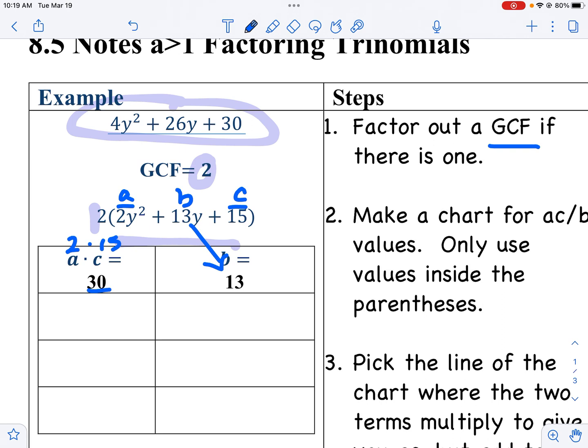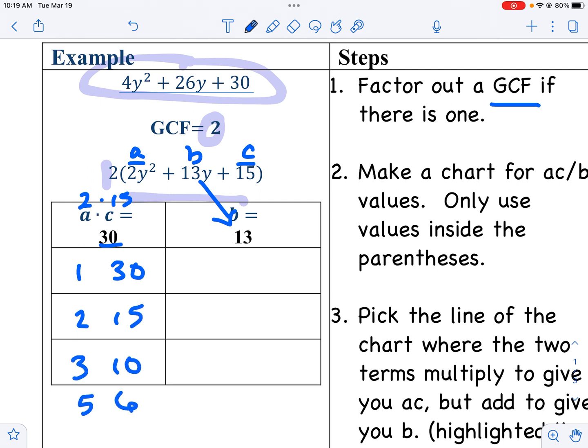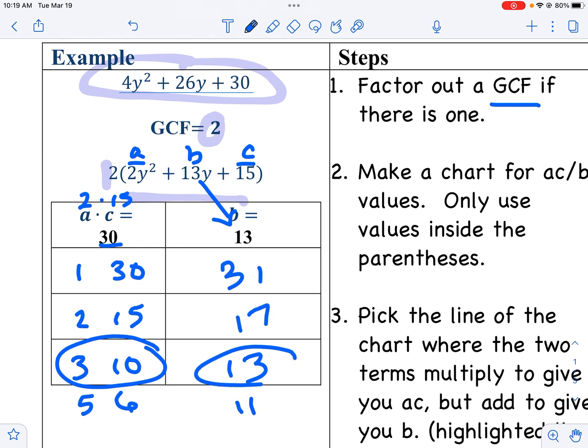So now I'm going to list in the table really quickly all the things that multiply together to give me 30. So like 1 and 30, 2 and 15, 3 and 10, and 5 and 6. It's pretty clear that the 3 and the 10 are going to be the ones that give me the 13 that I'm looking for, because clearly the other ones give me other numbers. So I'm interested in this one.